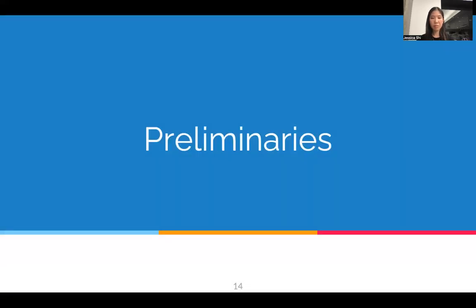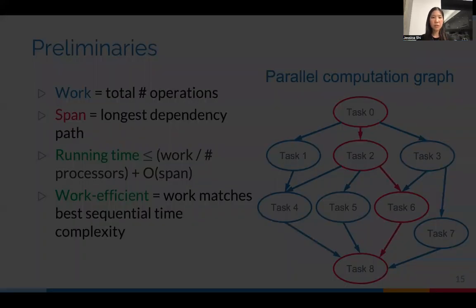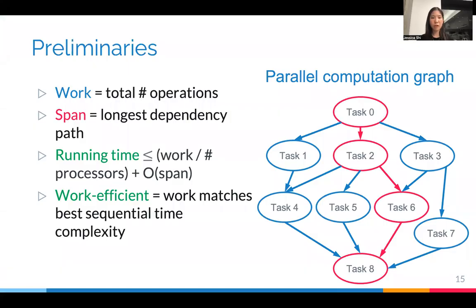So now I'll go into some preliminaries before talking about our actual algorithms. So we use the work-span model for all of our theoretical bounds. On the right here is a parallel computation graph showing the dependencies between various tasks. And the work is the total number of operations or the total number of nodes in this parallel computation graph. And the span is the longest dependency path or the longest directed path in this graph.